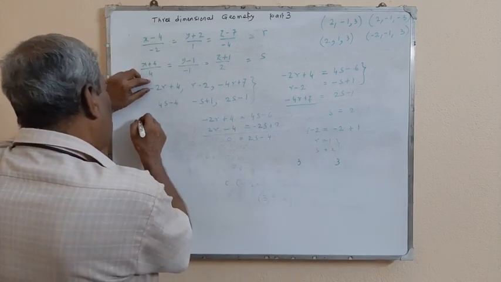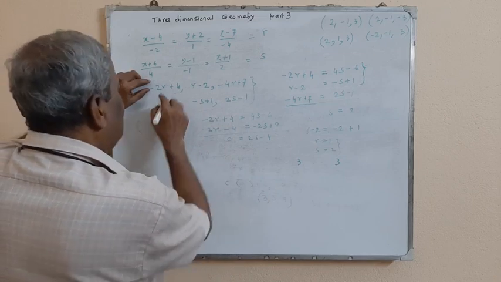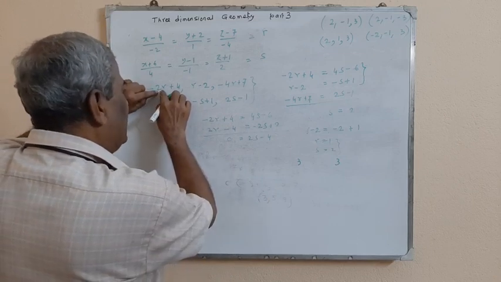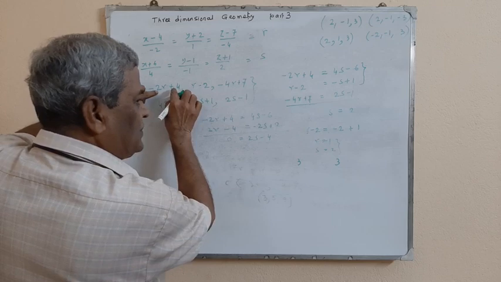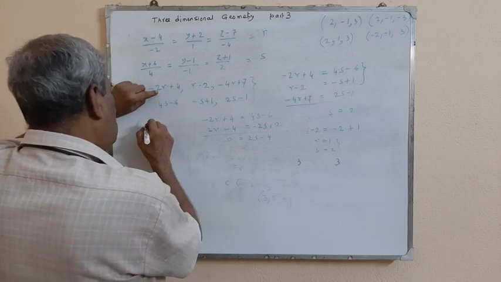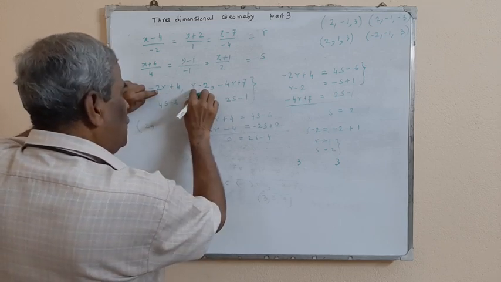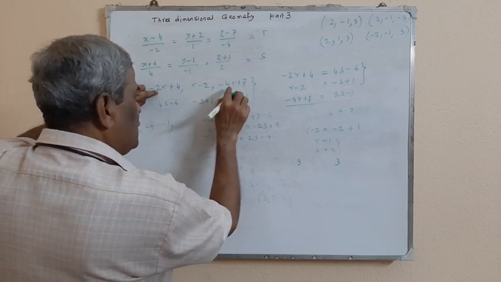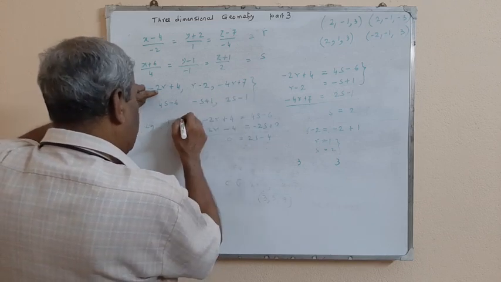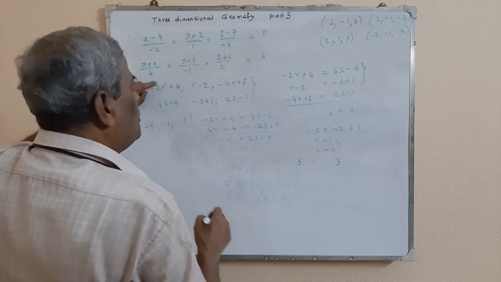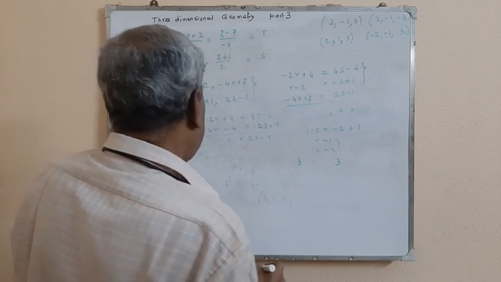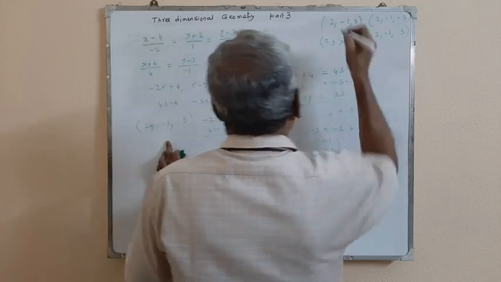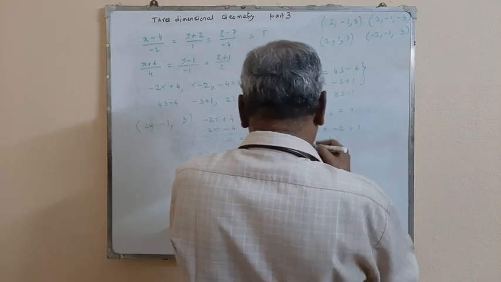Putting r equal to 1 here, it is minus 2 plus 4, that is 2. This is 1 minus 2, that is minus 1. And this is minus 4 plus 7, that is 3. So (2, minus 1, 3) is the meeting point, that is the point of intersection of the two lines. So this is the correct option.